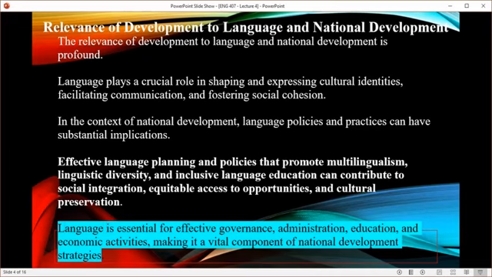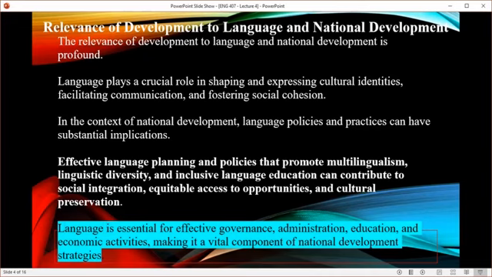So the kind of language policies and practices in place in a particular country has a lot of implications on how far such a country will experience development. So effective language planning and policies that promote multilingualism, linguistic diversity, and inclusive language education will actually contribute to social integration, equitable access to opportunities, and cultural preservation.